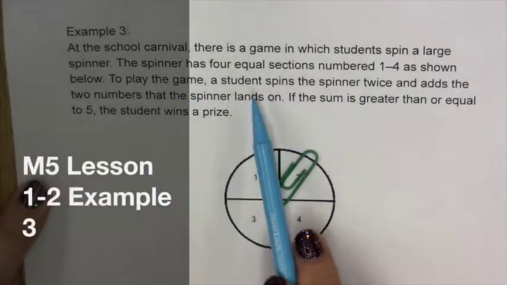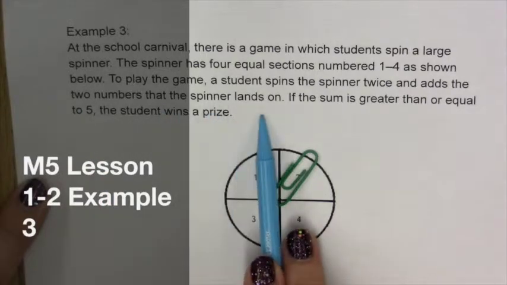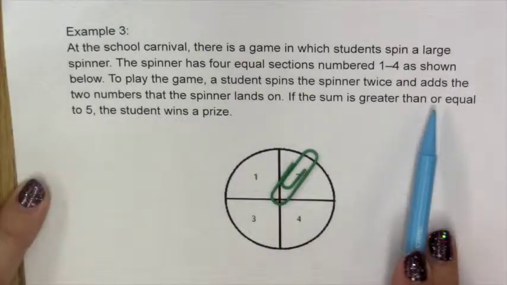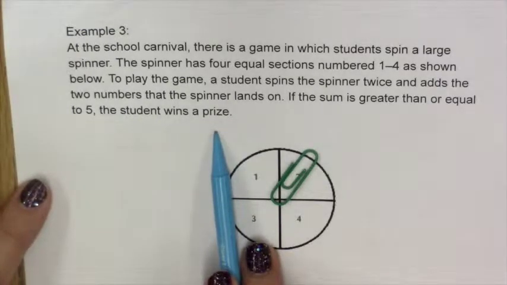To play the game, a student spins the spinner twice and adds the two numbers that the spinner lands on. If the sum is greater than or equal to 5, the student wins a prize. So my daughter AJ is going to help me with this one. We're going to take turns spinning the spinner twice, and as we spin, make sure you're recording on your notes page.